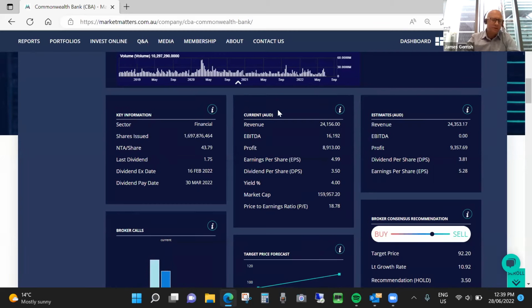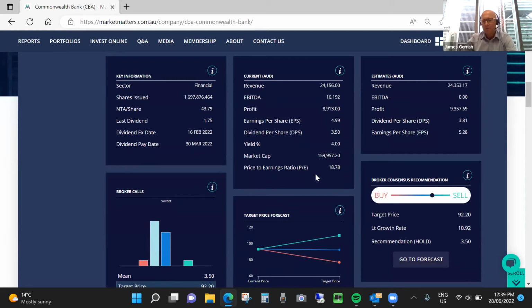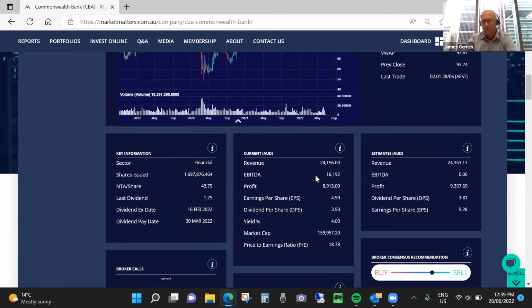This is the current earnings profile of the stock. So in FY21, CBA did revenue of $24.1 billion. They did EBITDA of $16 billion with a net profit of $8.9 billion. The earnings per share number and dividend per share, that equates to that yield, etc. It's currently on a PE of 18.78 times.